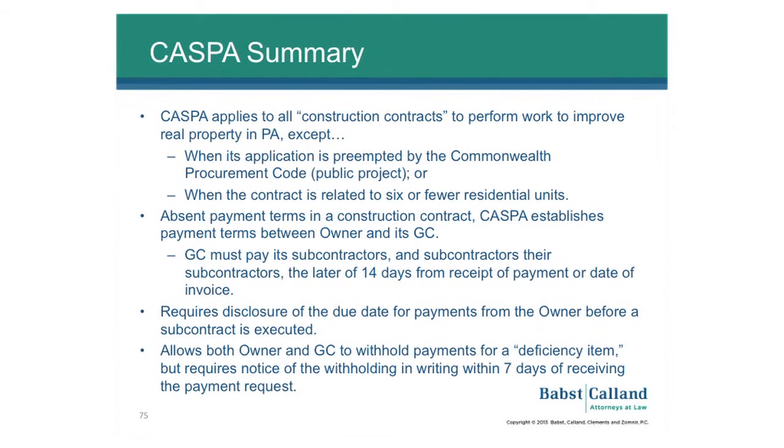In the case of general contractors and subcontractors and payments to their subcontractors, CASPA requires payments the later of 14 days from receipt of payment or the date of invoice. Despite what we may do in practice, this actually cannot be modified by your subcontract documents. This is what the law requires, and this is when you're supposed to pay. So to the extent that a subcontract does not comply with this, those terms are not going to override the requirements of CASPA.